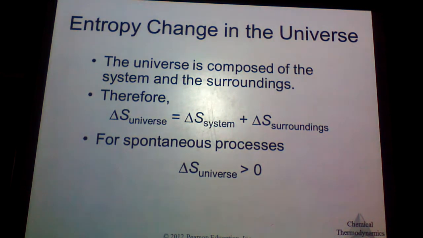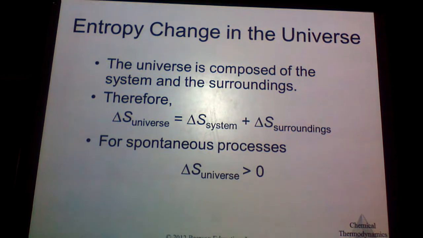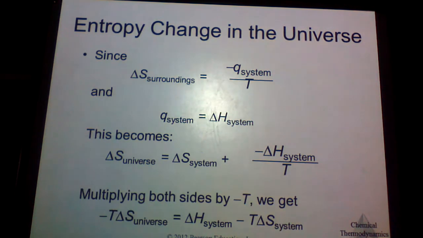Now, the universe is composed of the system and the surroundings. So that means the change of entropy in the universe has to be equal to the change in entropy of the system plus the change in entropy of the surroundings. So for spontaneous processes, where we've said that they are irreversible, the change in entropy of the universe is going to be greater than 0. That's why we say that the universe is always going to be moving towards disorder.